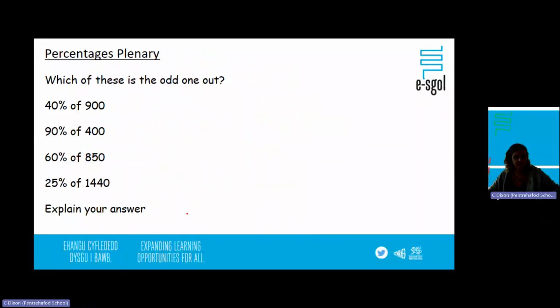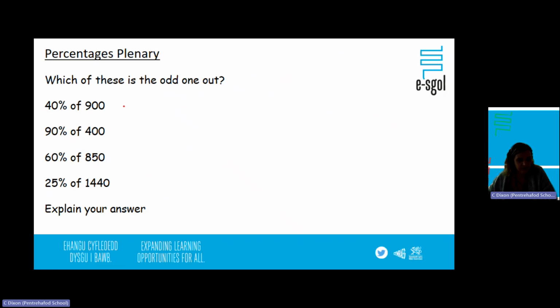Okay, so I'm just going to skip a few here. I'm going to go on to the percentages plenary. Okay, so what I'd like you to do is write down which one of these is the odd one out. So I need you to calculate those percentages of the amounts, and then you'll be telling me which one you think is the odd one out. Pause the video and have a go.